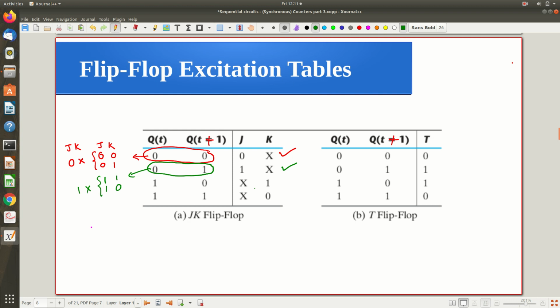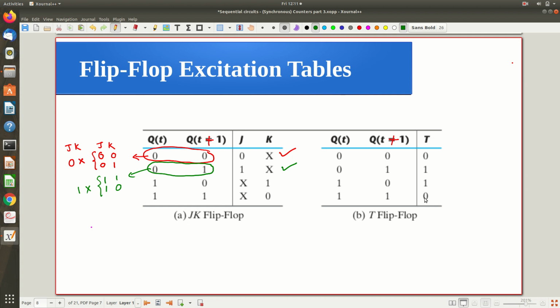Similarly for T flip flop, it's very easy. 0 to 0, so this is retain. For retaining, T should be 0. Here toggle I want, so T is equal to 1. Here I want toggle again, so T is equal to 1. Here I want to retain, so T is equal to 0. That is easy, but for JK you have to think that there are two ways you can achieve it. That is why we write it using don't care. Okay. Similarly, SR and D also, you try it out, you know it.